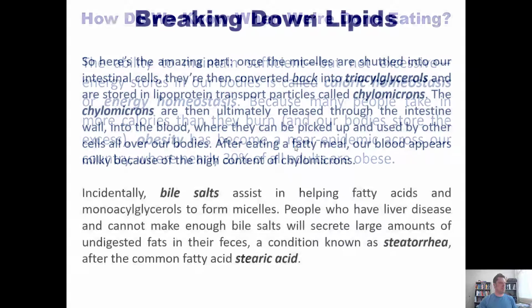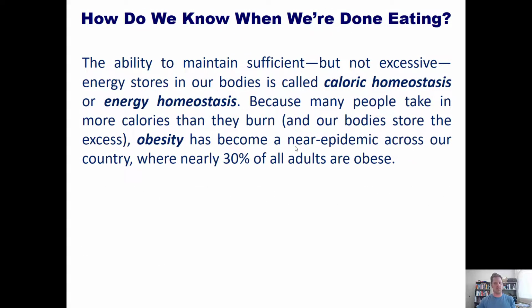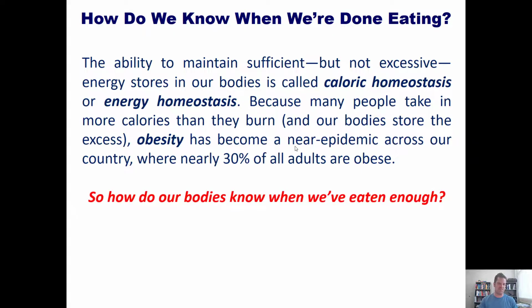Whew! So the ability to maintain sufficient, but not excessive, energy stores in our bodies is called caloric homeostasis, or sometimes energy homeostasis. Because many people take in more calories than they burn and our bodies store the excess, obesity has become a near epidemic across our country, where nearly 30% of all adults are obese, according to our text. So how in the world do our bodies know when we have eaten enough and can stop?